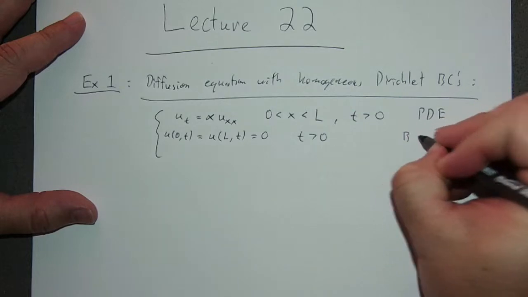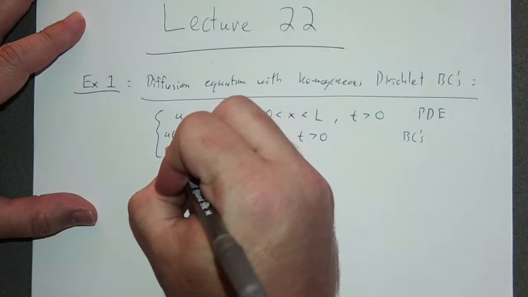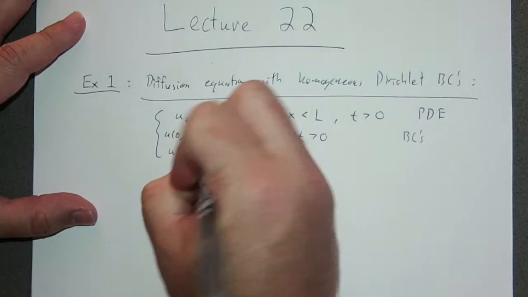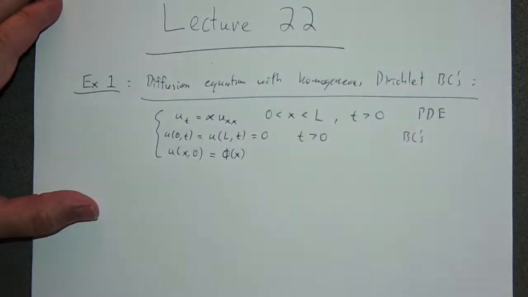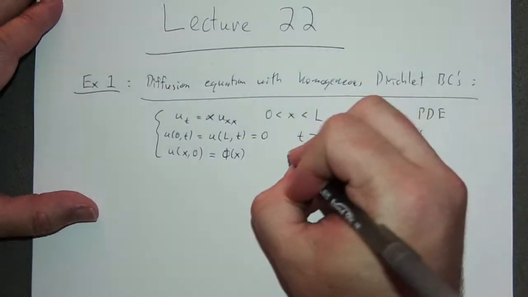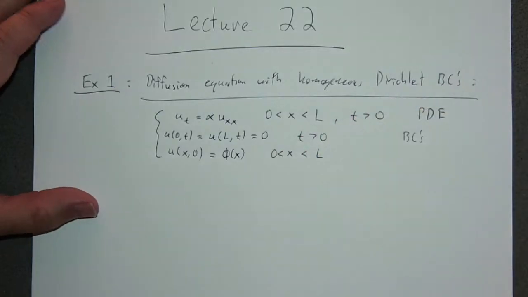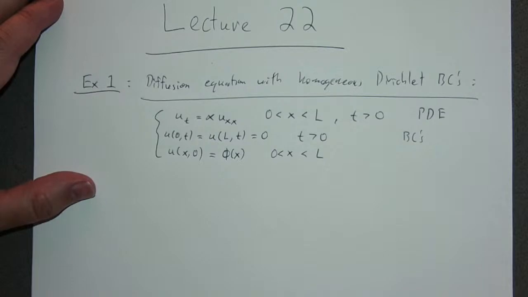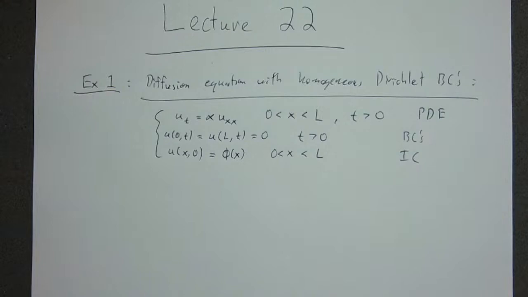These are my BCs, right? And then my initial condition is some function phi, where x is somewhere in that finite interval 0 to L. This is my initial condition. So this is an IVP, BVP, BVP, IVP.